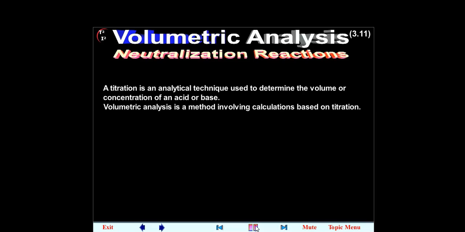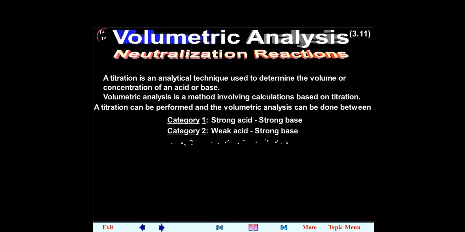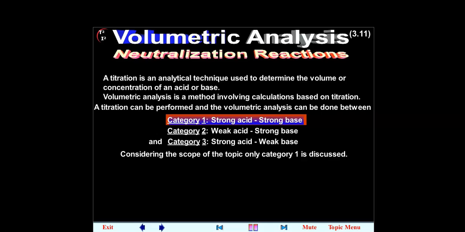A titration is an analytical technique used to determine the volume or concentration of an acid or base. Volumetric analysis is a method involving calculations based on titration. A titration can be performed and the volumetric analysis can be done between Category 1, strong acid, strong base, Category 2, weak acid, strong base, and Category 3, strong acid, weak base. Considering the scope of the topic, only Category 1 is discussed.